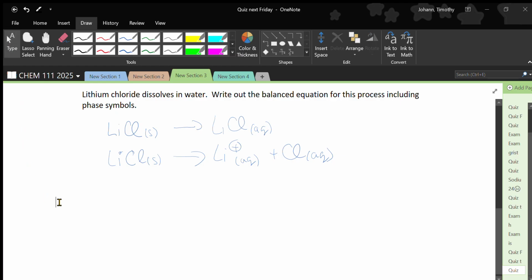Let's go to other questions actually before I go on to classifying reactions. All right, so let's talk about classifying reactions.